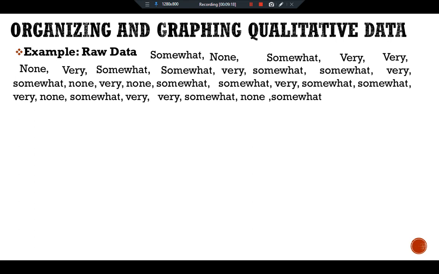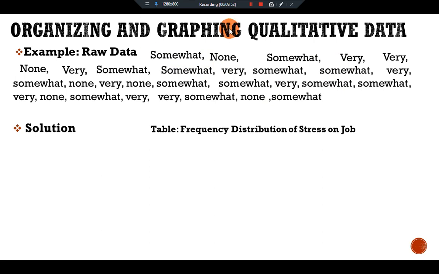So the most noticeable thing here is that the variable in this example is how stressful an employee's job is. This variable is classified into 3 categories: somewhat, none, and very. So let's make the frequency distribution table of this raw data. We have here the frequency distribution table of stress on job.